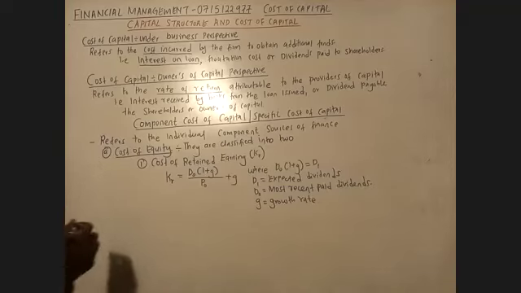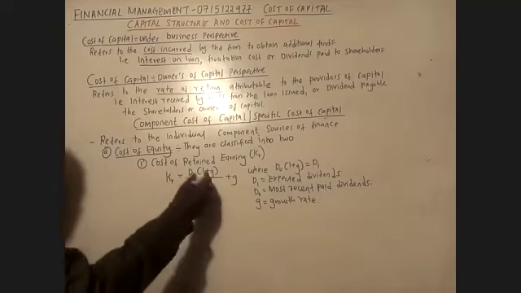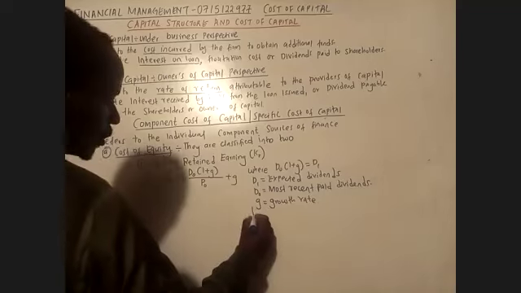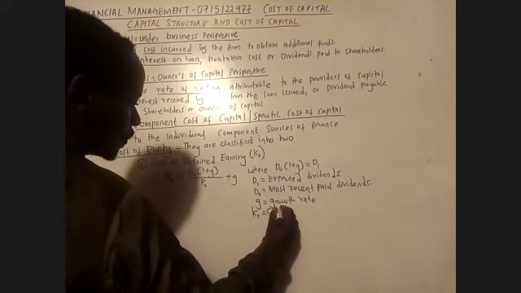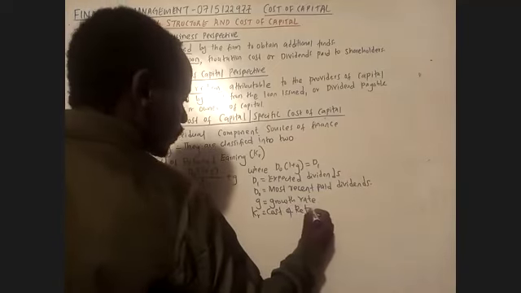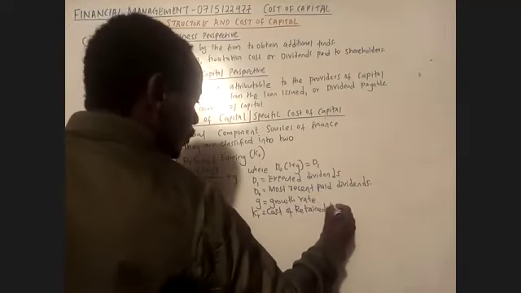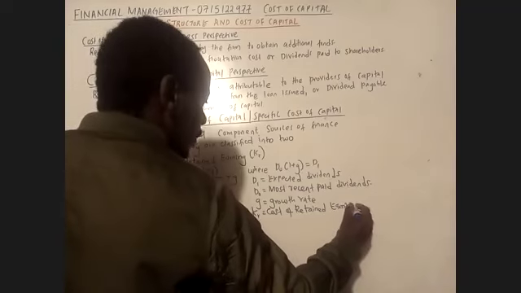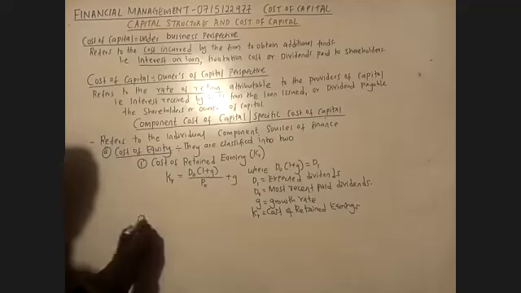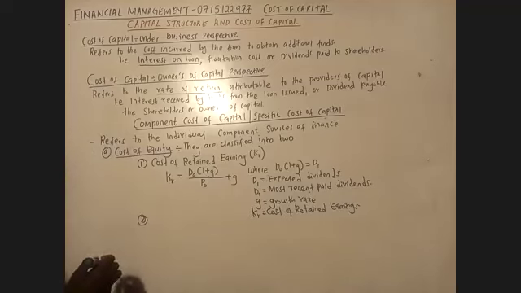KR is the cost of retained earnings. So that's number one of the cost of equity. Number two, cost of ordinary shares.